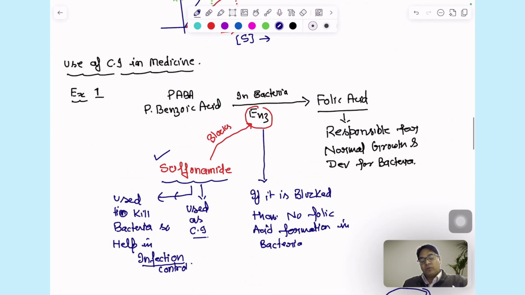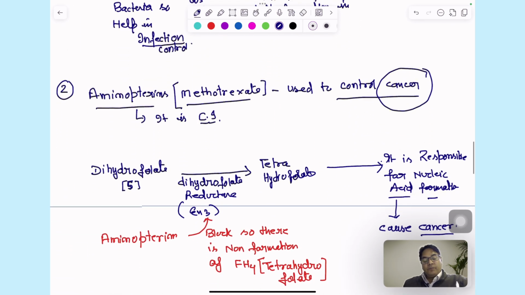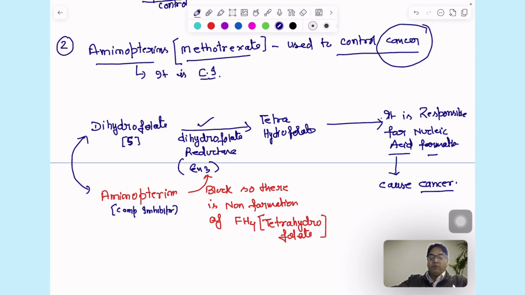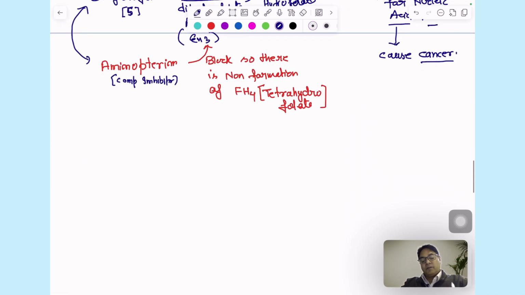So we have done two drugs until now. The first one was sulfonamide, which is a competitive inhibitor, and this aminopterin, which is again a competitive inhibitor for dihydrofolate reductase. So this is the substrate, and this is the competitive inhibitor. These two are competing for the enzyme. Now let us take one more example, the third example.